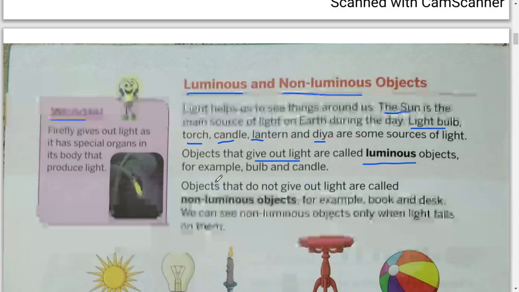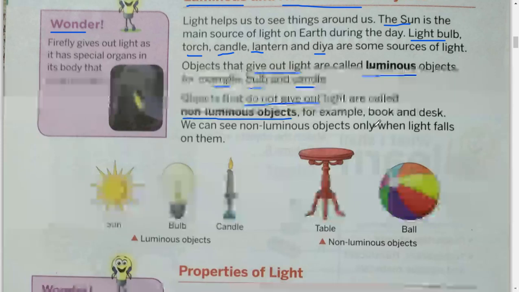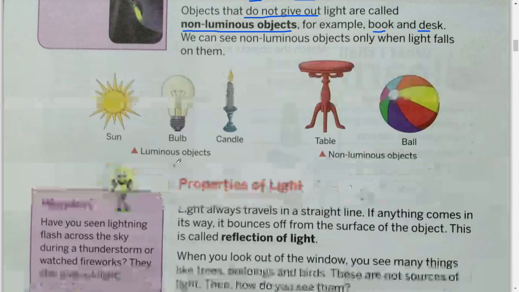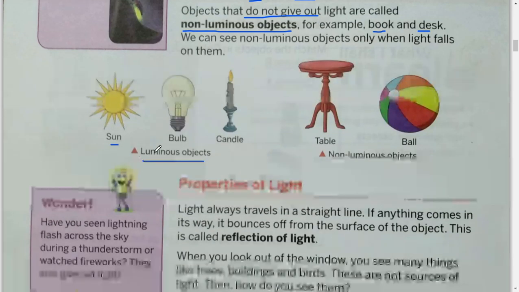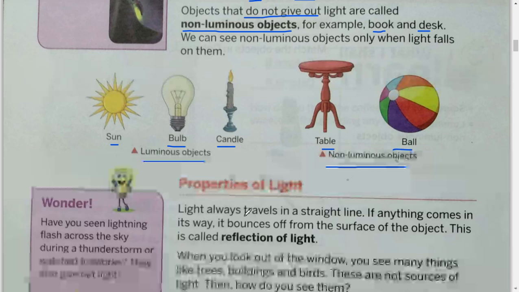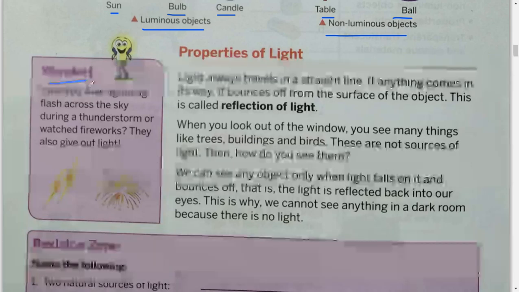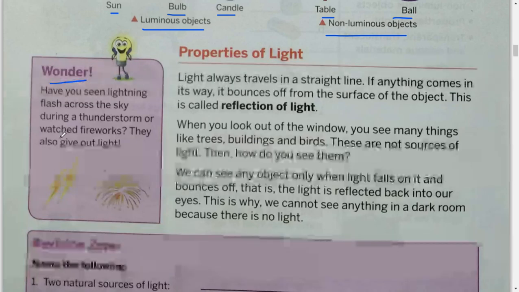For example, bulb, candle. Objects that do not give out light are called non-luminous objects. For example, book, desk. We can see non-luminous objects only when light falls on them. Luminous objects, sun, bulb, candle. Non-luminous objects, table, ball. Wonder, have you seen lightning flash across the sky during a thunderstorm or watched fireworks? They also give out light.